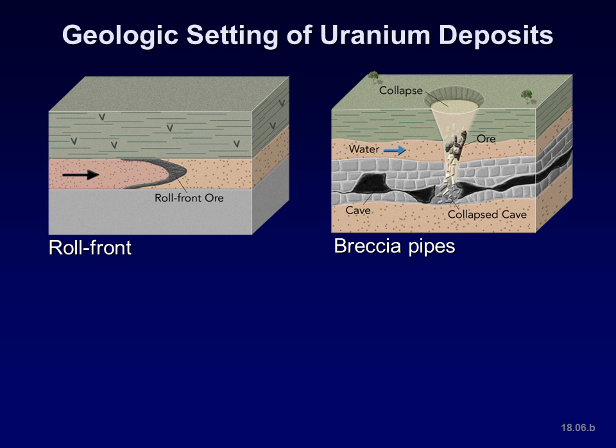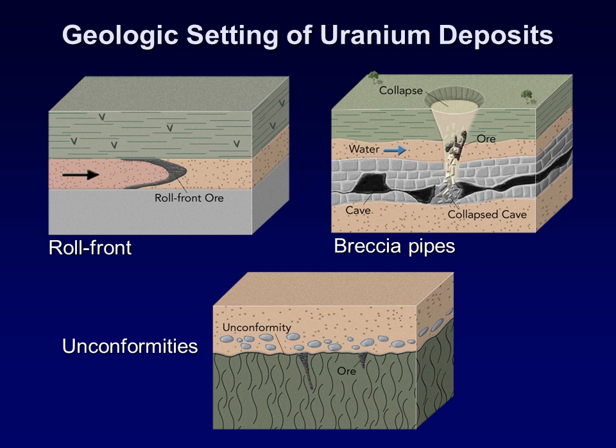Another area of deposition is in a breccia pipe. These form as caves collapse with later introduction of uranium into permeable breccia in the pipe. So the broken up pieces of rock in the middle are where it accumulates. That's the breccia pipe.